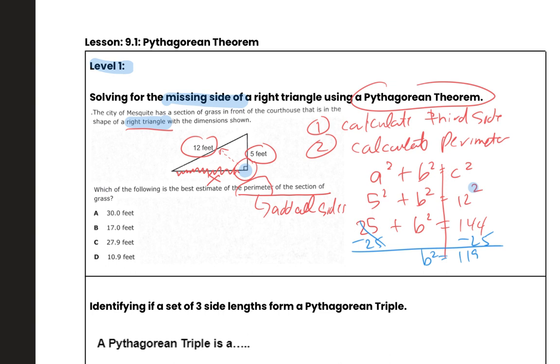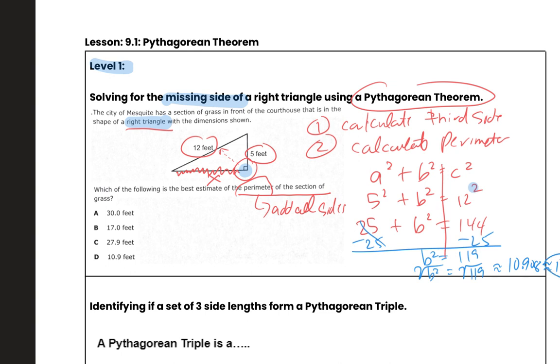Then we have to take the square root. The square root of b squared equals the square root of 119, which is approximately 10.908, or 10.9. Let's look at which one is the correct answer. If we pick D, that would be wrong because that's just the third side. The third side is 10.9, so we're just going to circle that.